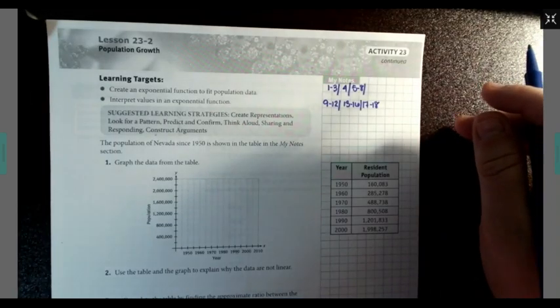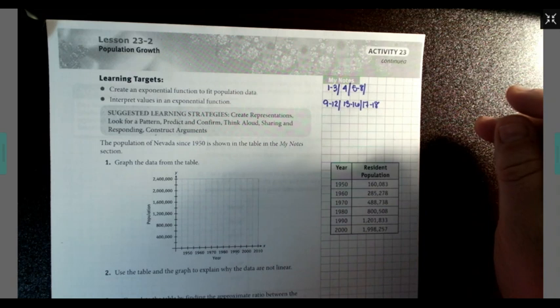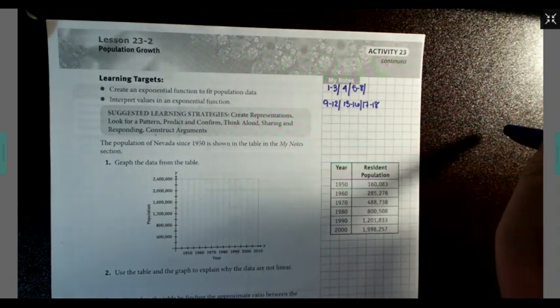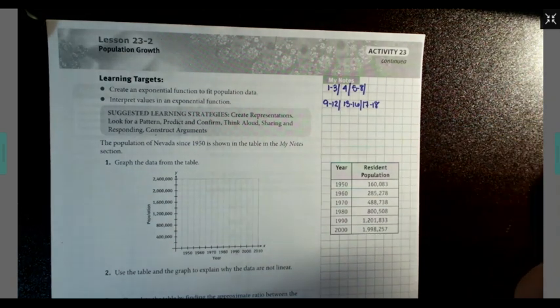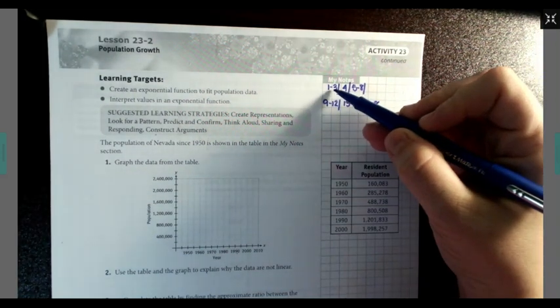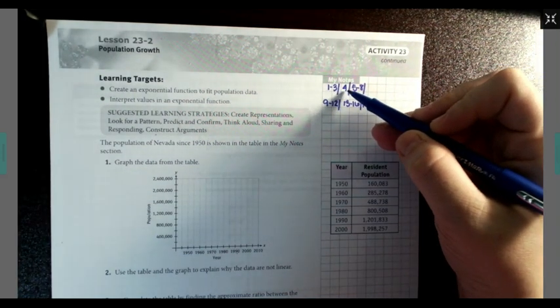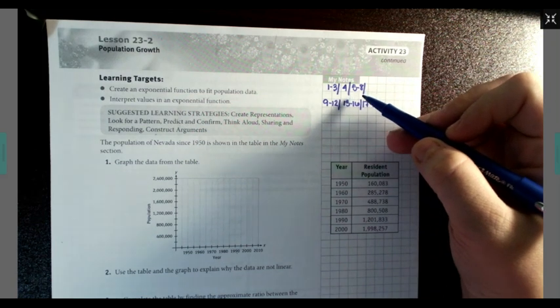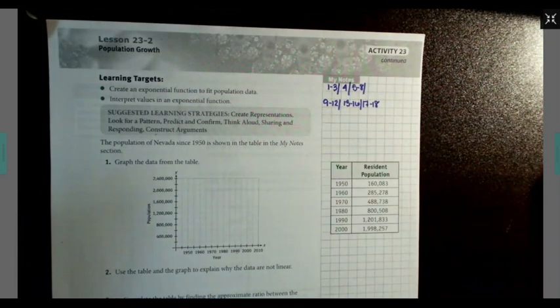Today we are covering lesson 23-2 on population growth. This lesson will be split into 6 sections. We will cover questions 1 to 3, question 4, question 5 to 8, question 9 to 12, question 13 to 16, and then question 17 and 18. Let's go ahead and get started.